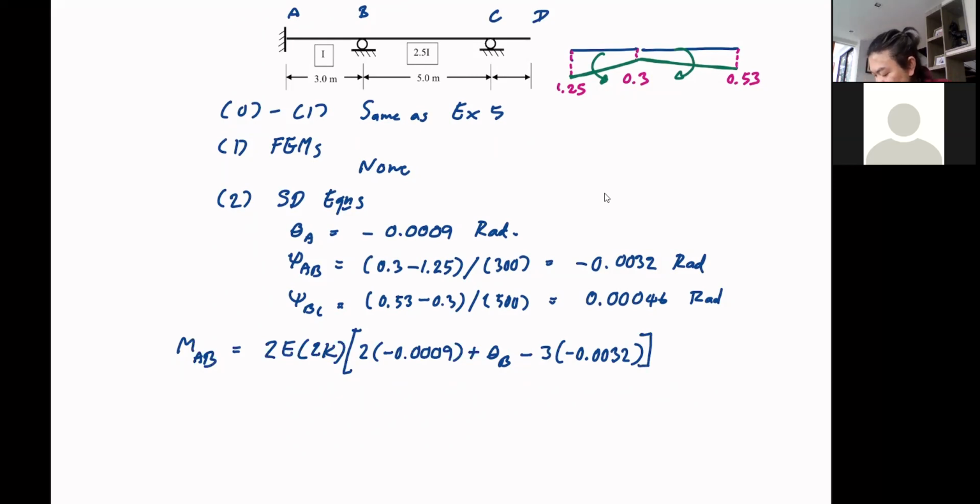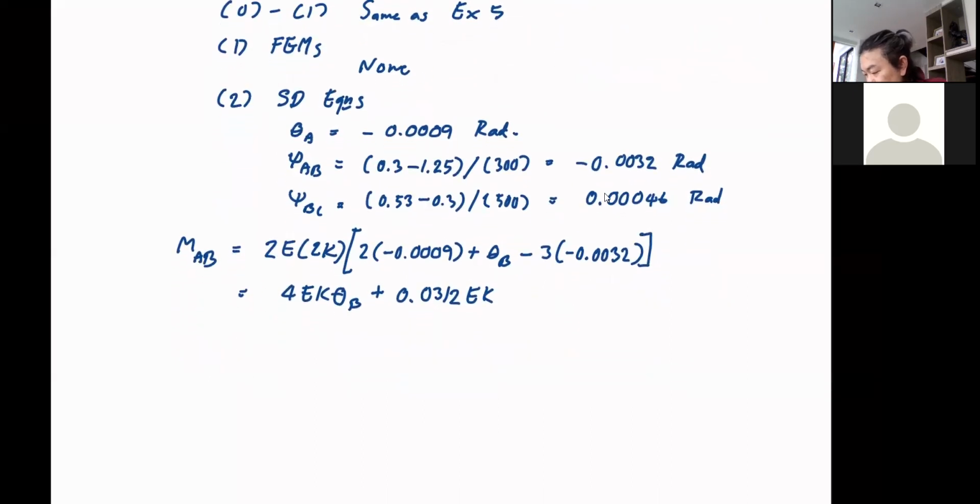But that's that, no fixed end moment. So MAB is now 4EK theta B, with all the hullabaloo of the calculation, this is plus 0.0312 EK. Right. Next is MBA. So it's now 2EK times 2 theta B plus theta A, which is minus 0.0009, and then minus 3 psi.